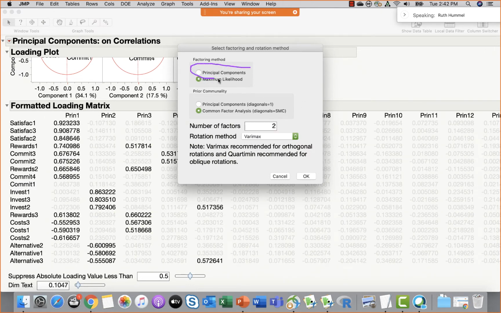Principal components would have used this method. We already did that, so we don't need to do it again. We're going to use the maximum likelihood method because that's what we really want to do for the factor analysis. And then principal components will use the diagonals of 1. I'll explain that a little bit more in a moment.